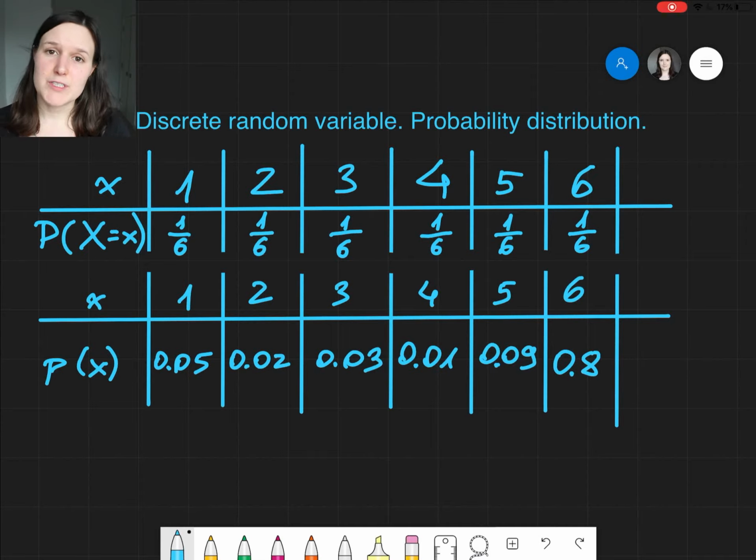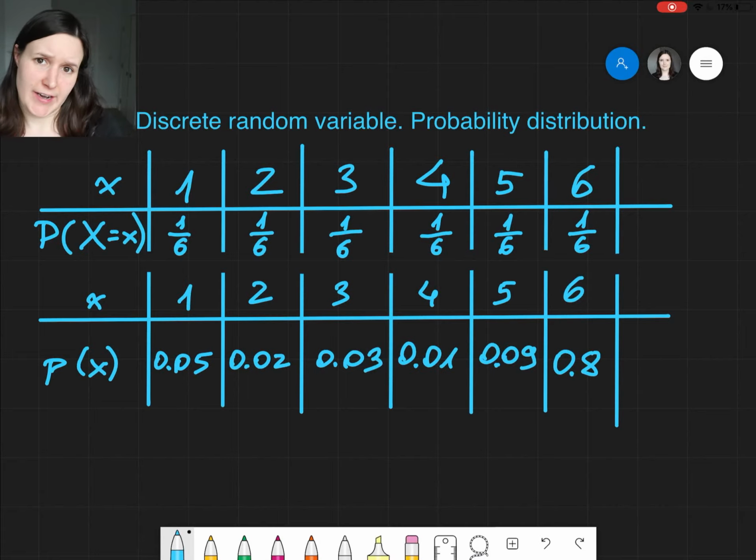I would like you to observe an important property of a probability distribution. I prepared two probability distribution tables. The first one is for a fair die. If I roll a six-sided normal fair die, the probabilities are equally distributed, so the probability of getting any one of the results is always 1/6. The one below is the probability distribution for an unfair die.